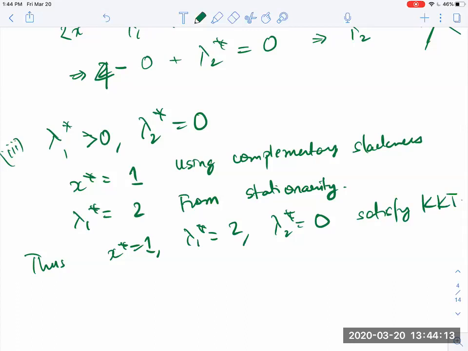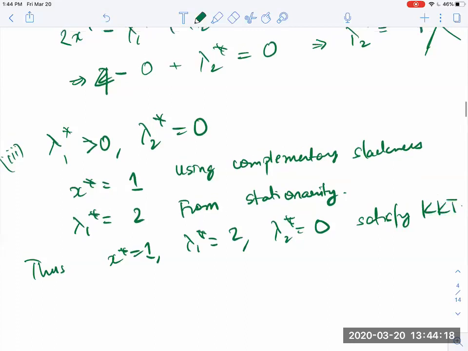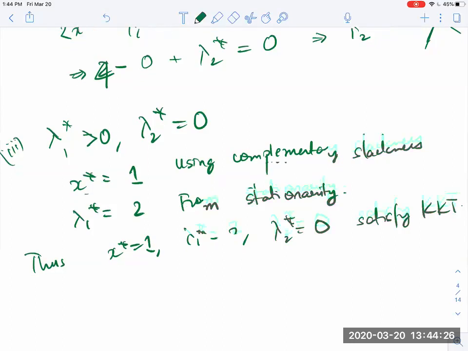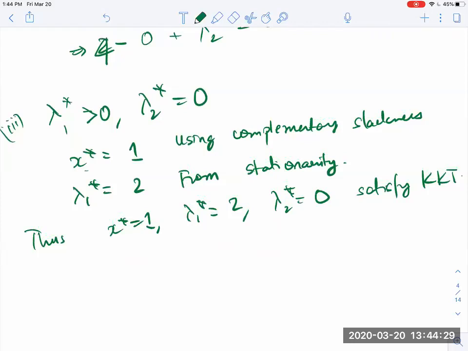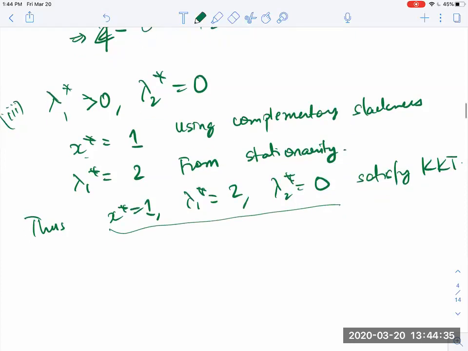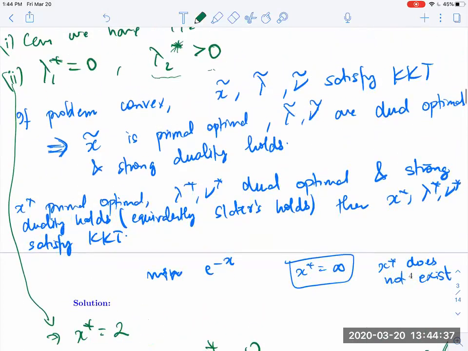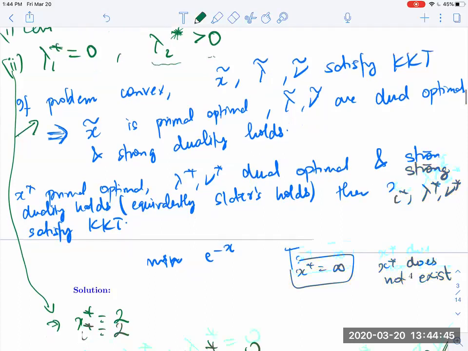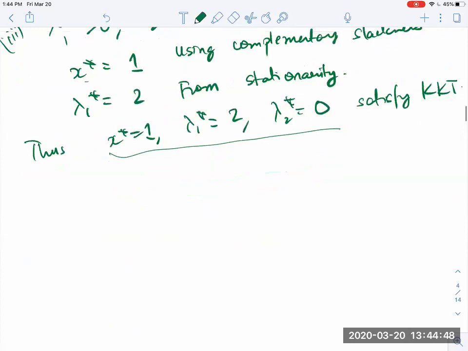Okay, is everyone clear on how you got this? The technique is the same. You start with complementary slackness, make some assumption, then use it to get your x star. Then you use your stationarity condition to get your value of lambda 1 star. And then you check if it satisfies primal and dual feasibility. For this case, it does. Then you go back and use this: the problem is convex, and you found something which satisfies KKT. So you know that these are primal and dual optimum, and you're pretty much done.